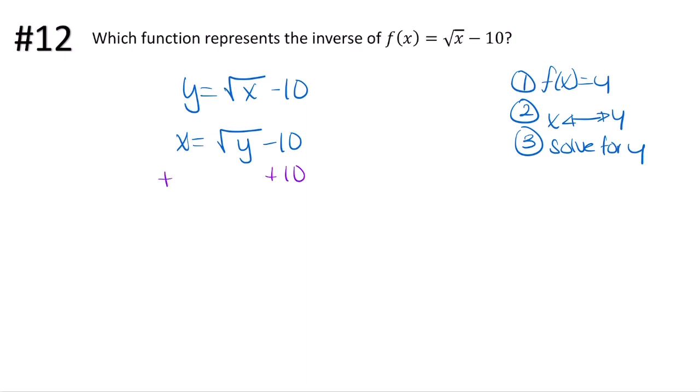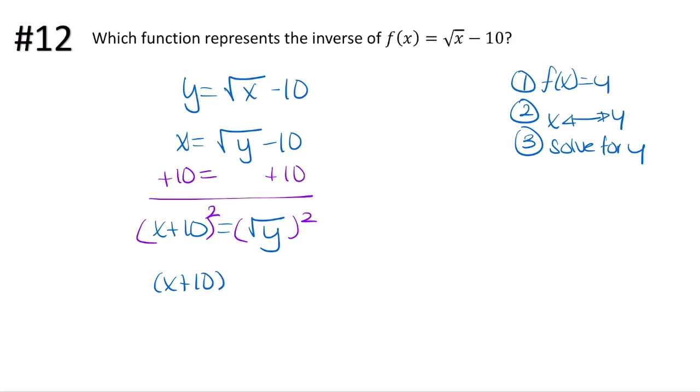So we add 10 to both sides. And when we do that, we get x plus 10 equals the square root of y. Okay, so that y needs to be isolated. So I'm going to get rid of that square root. I can do that by squaring both sides. When I square both sides, I get x plus 10 squared equals y. So that is now going to be my inverse function, x plus 10 squared.